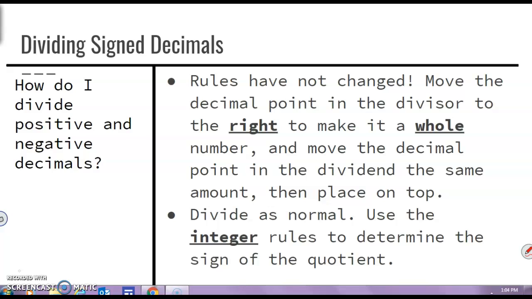Now let's talk about dividing signed decimals. Pause the video and copy these notes into your notebook. The rules have not changed. You're going to move the decimal point in the divisor to the right to make it a whole number. And then you're going to move the decimal point in the dividend the same amount. Then place your decimal in your quotient. You divide as normal and make sure you use your integer rule to determine the sign of the quotient. Remember, signs are the same, your answer is positive. Signs are different, your answer is negative.